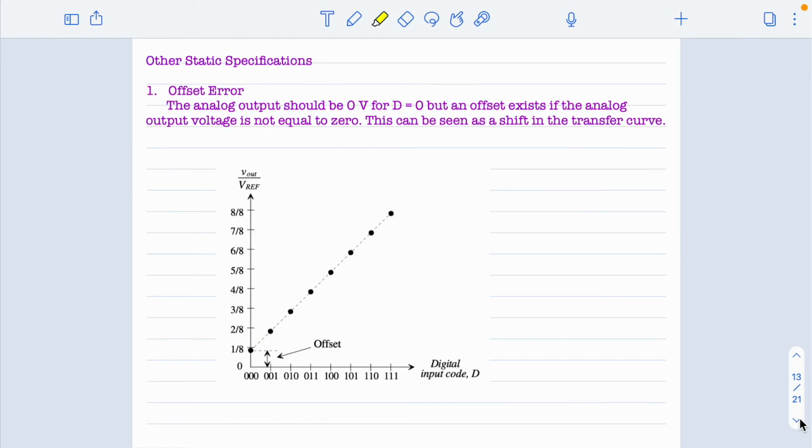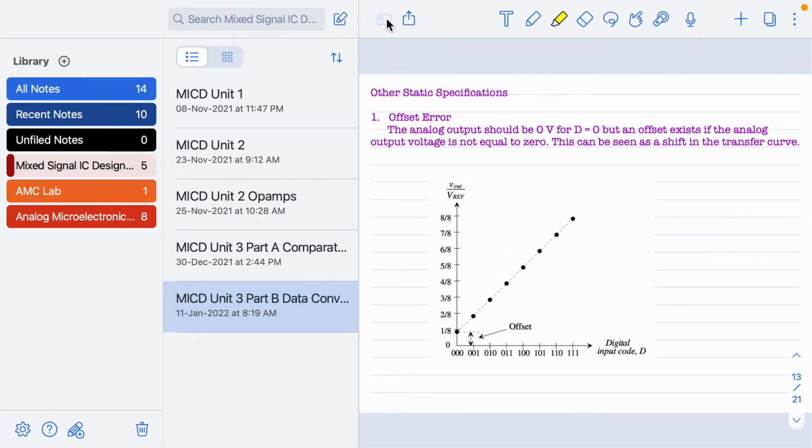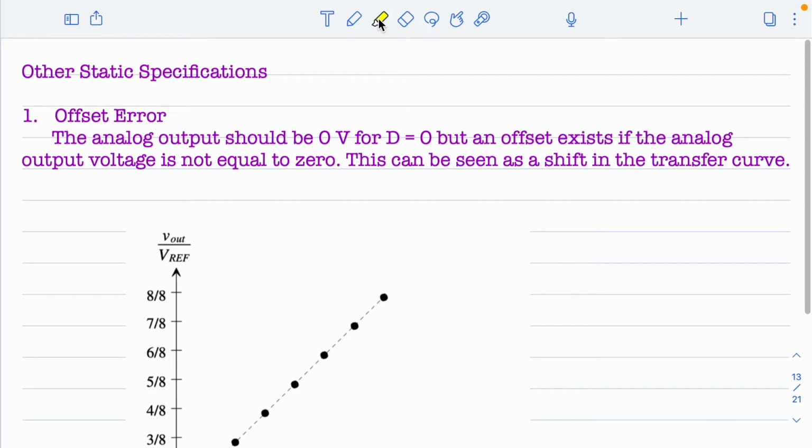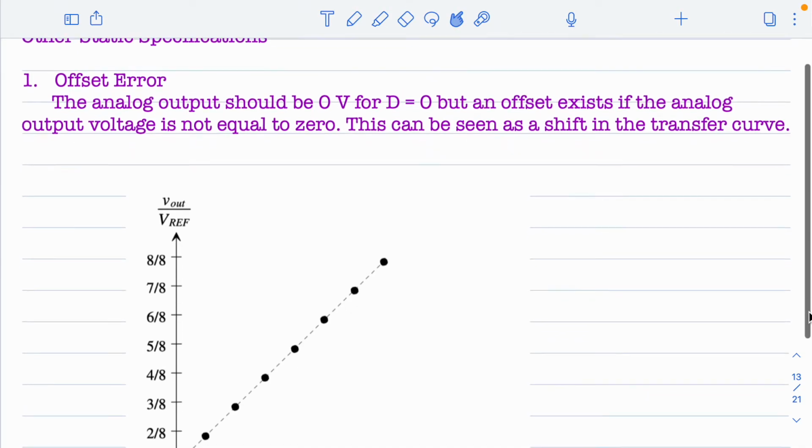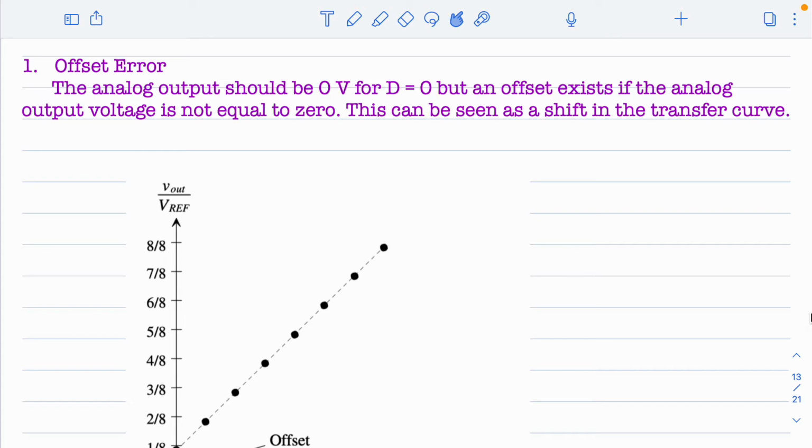Alright, so I'm quickly moving to some other static specifications. One is, as I mentioned, offset error. Offset error is as simple as the term: the analog output for a digital code of 0 should be equal to 0, right? When there is no change at the input digital word, output also should be 0. But an offset exists if the analog output voltage is not equal to 0. That means for digital input 0, output should be equal to 0. If the output is not equal to 0, we can say that there is an offset error.